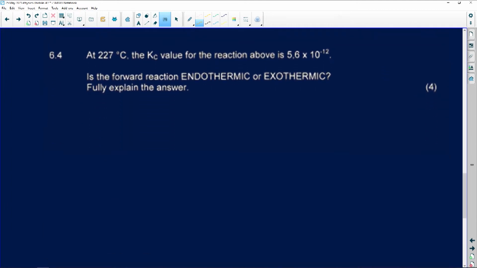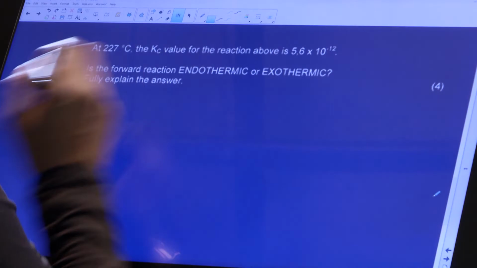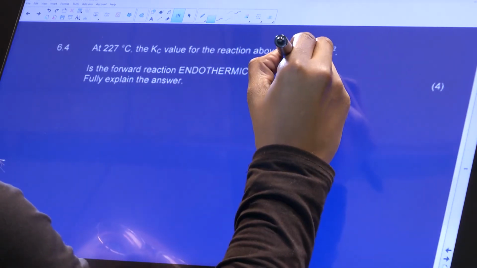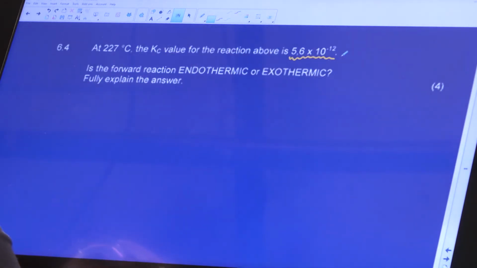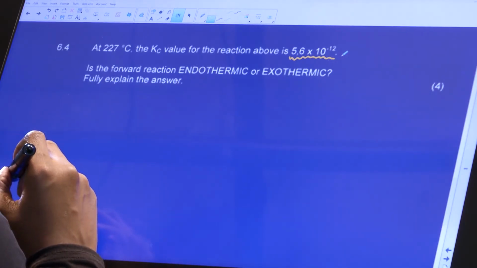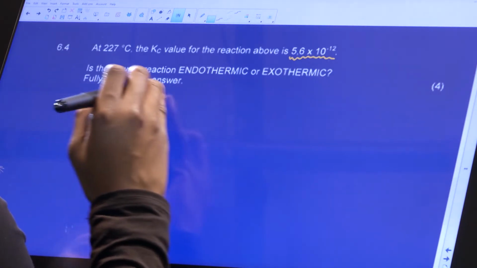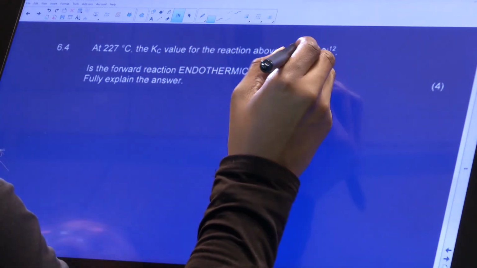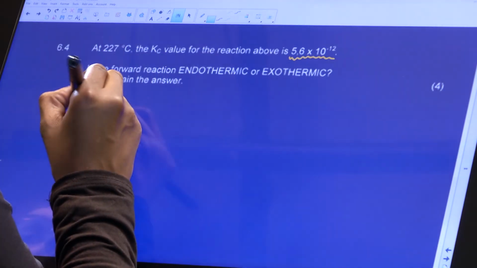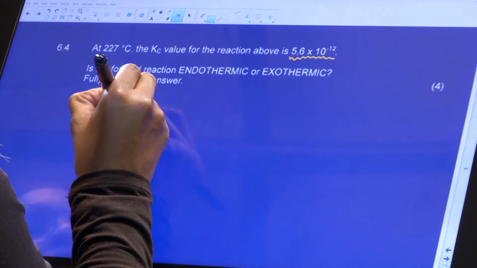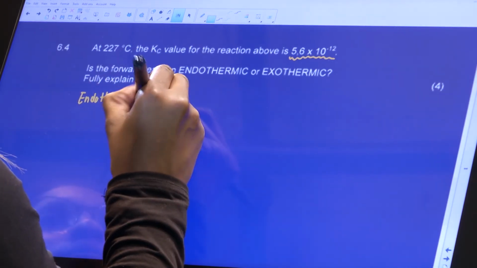Let's look at number 6.4. It says at 227 degrees Celsius, the Kc value for the reverse reaction above is therefore 5.6 times 10 to the negative 12. Is the forward reaction then endothermic or exothermic? And we must fully explain our answer. This means therefore if it moves from 3.6 to 5.6, then it becomes endothermic. It is an endothermic reaction.